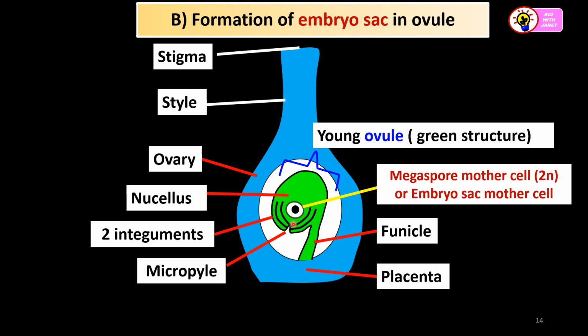When the seed needs to germinate and grow shoots and roots, water and air are needed, right? So they enter through the micropyle, a tiny opening at the end of the integuments. Now we're going to focus on the megaspore mother cell, which is diploid, found in the nucellus here. It's also called the embryo sac mother cell. This is the cell that will produce the ovum or egg cell or female gamete.